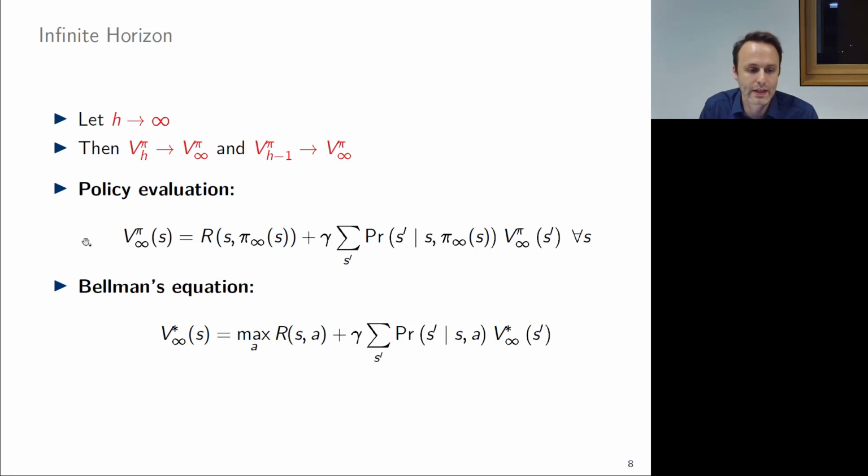So what we do then is to replace this link between the two periods by just this stationary value function. So v pi infinity is going to appear on either side of this equation, here for the policy evaluation, and for the Bellman equation, the same thing. So here we have v star infinity on the left-hand side and also on the right-hand side. And the difference between the policy evaluation and the Bellman equation is just this maximum that is not appearing here in the policy evaluation.